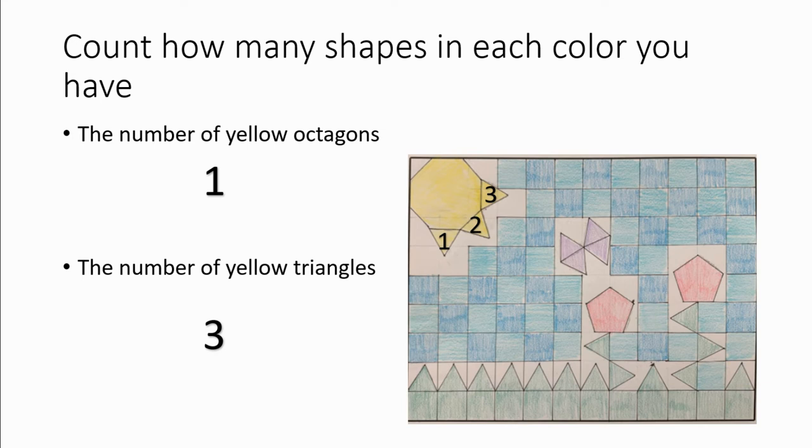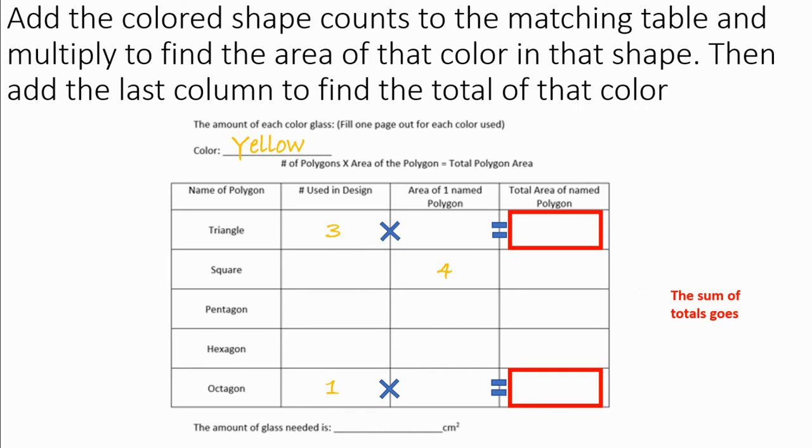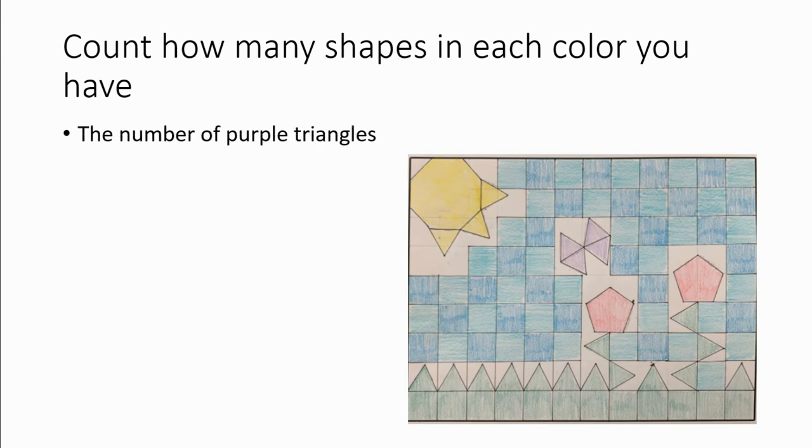Once you know how many you have of each shape in that color, you can fill in the rest of the table. So we're looking at yellow. There were 3 triangles. There was 1 octagon. You'll multiply the 3 and the 1 times the number in the middle column to get your total of that shape. Then you'll add the last column together to find the total amount of yellow glass that you need. Then you'll move on to the next color.